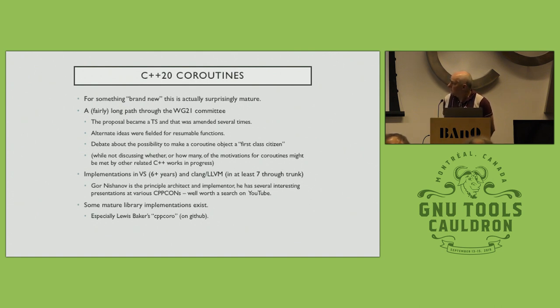Those were both implemented by Gor Nishanov, who's pretty much the principal architect of a lot of this work. So if you're interested, he has many more motivational examples that have been presented at CppCon. If you just look on YouTube for that stuff, he'll give you a very animated presentation of why coroutines are a good thing, much more than I do. I mentioned Lewis Baker; his implementation of a base task library and so on is available on GitHub and well worth a look.